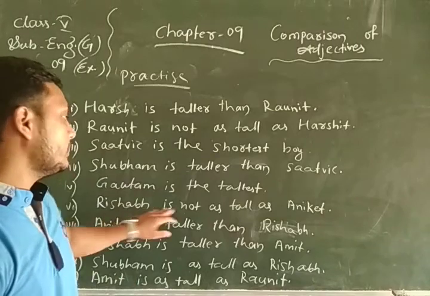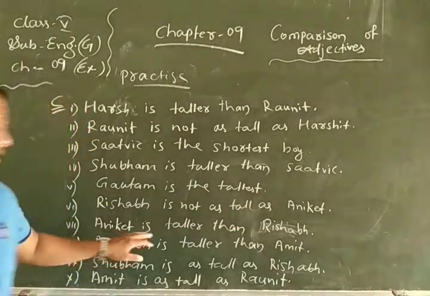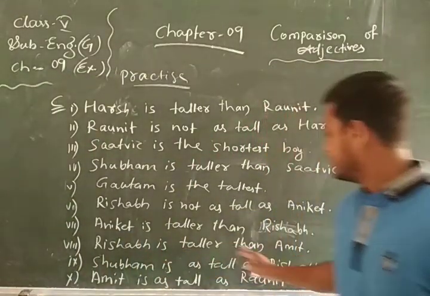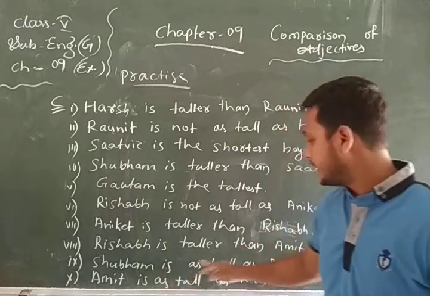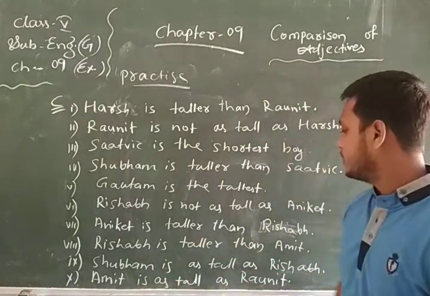Okay, Rishabh is not as tall as Aniket. Aniket is taller than Rishabh. Rishabh is taller than Amit. Shubham is as tall as Rishabh. Amit is as tall as Ronit.